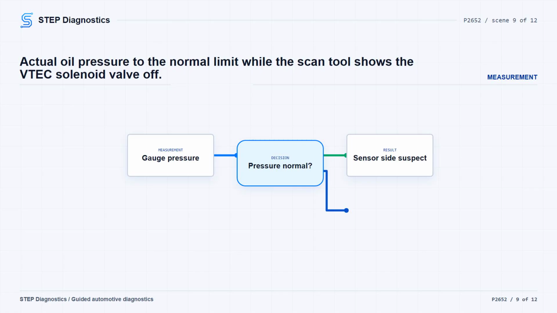The normal condition is oil pressure less than 49 kPa (0.50 kgf/cm2, 7.1 psi) while the VTEC solenoid valve status on the HDS display is OFF. If the pressure is normal during that condition, the diagnostic path points to a problem with the rocker arm oil pressure sensor. If the pressure is not normal, the path moves away from the sensor and toward other related components in the oil control side of the system.